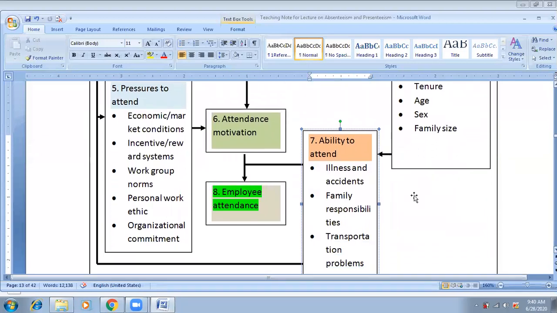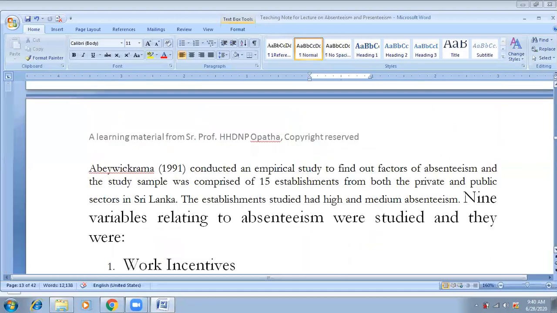So therefore, remember, high attendance motivation will increase employee attendance, provided that ability to attend is there, or satisfied, or met. Okay, already. All right. Any questions? Yes, sir.